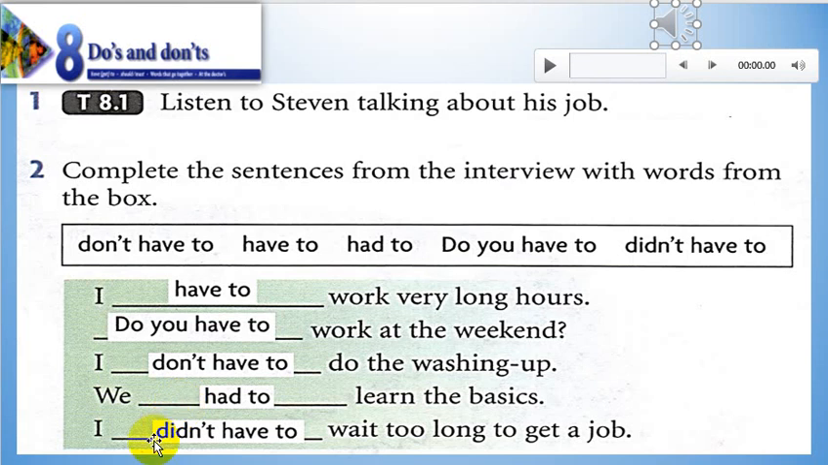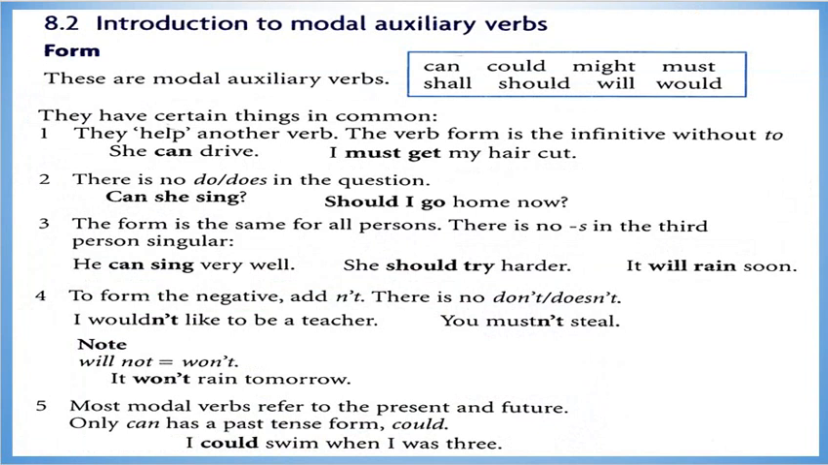Okay. في الجملة الأخيرة هنا في الجملة الرابعة هي positive statement. في الجملة الخامسة it's a negative statement. Of course فنستخدم didn't, did not. I did not have to. Okay. هذا أيضا تمرين. Now 8.2 Introduction to Modal Auxiliary Verbs.